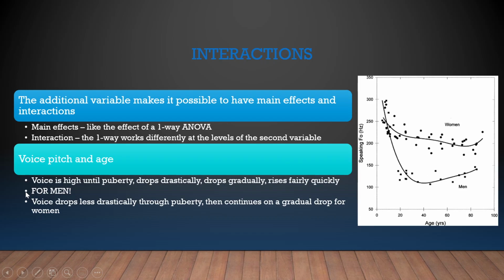So now we're going to add in sex as a difference. So now what happens is, yes, this is true for men, but for women, the voice is going to drop less drastically through puberty. It still drops a bit, but not nearly as much. Then it's going to continue on a gradual drop for women. And it doesn't have this fairly quick rise that it does for men. Well, what's going on here? It's the effect of testosterone on the vocal folds.